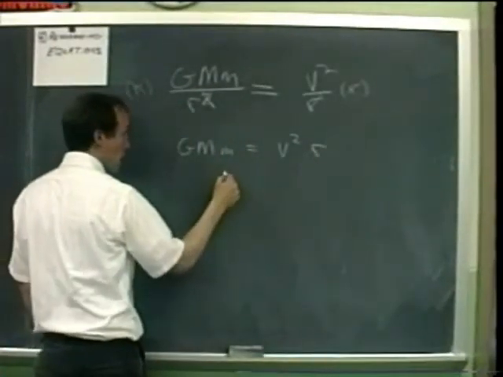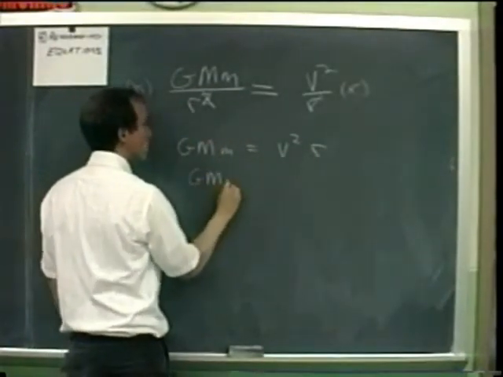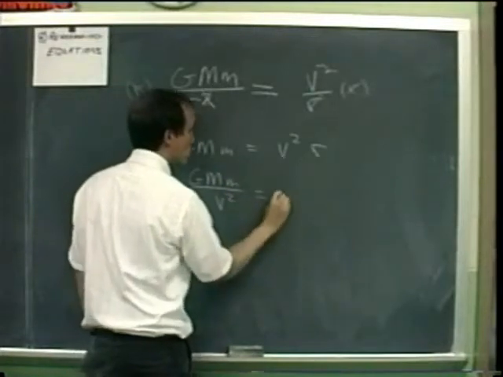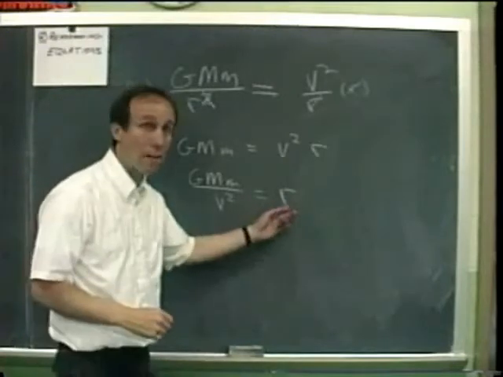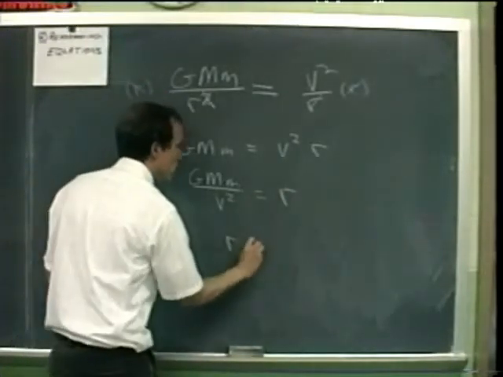Then divide both sides by B squared. And then, to finish it up, get R by itself on the left side. I just switch sides.